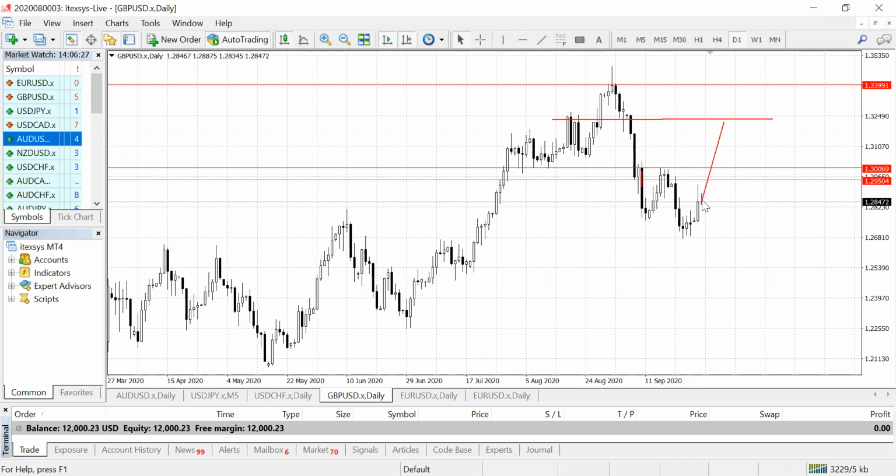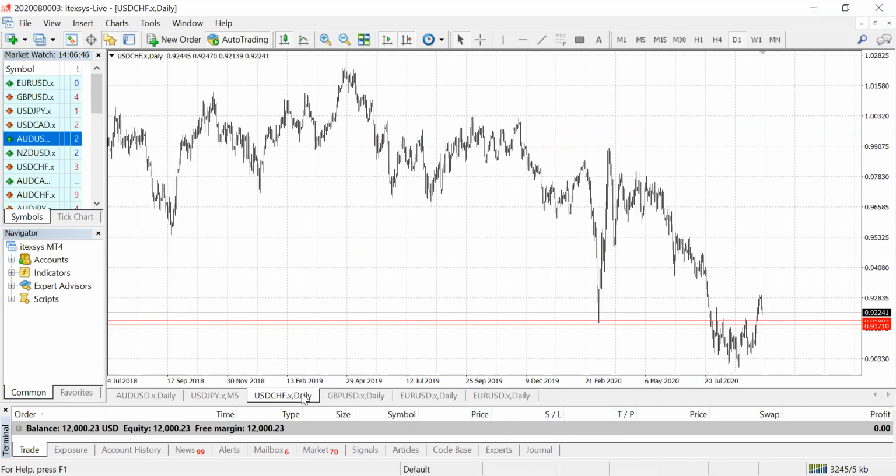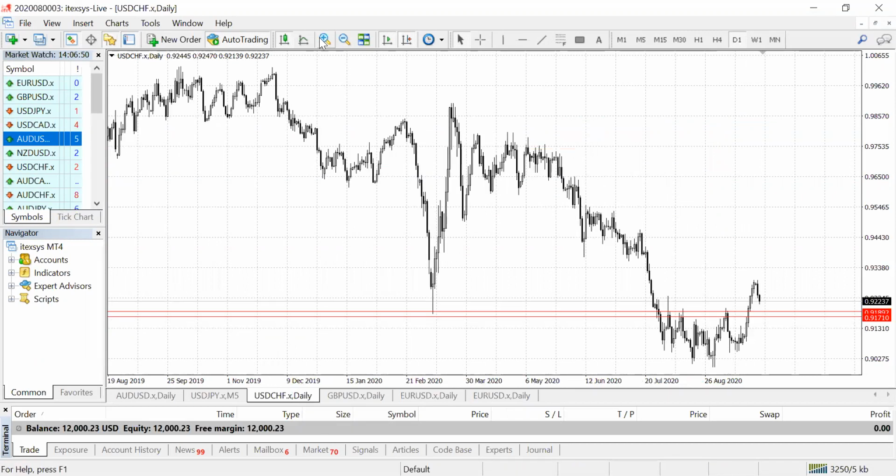But again, all the selling pressure is there, and the market might just form a new pivot here and then continue to the downside. I don't like this pattern that much. It's not as clear as the Euro USD. For the USD franc, this is a much cleaner pattern.